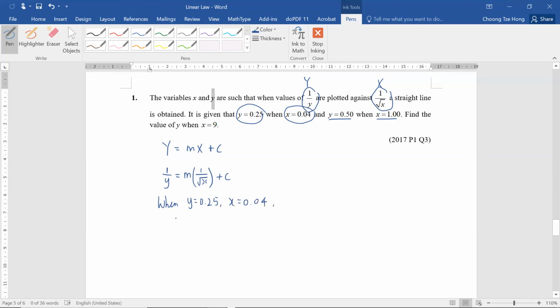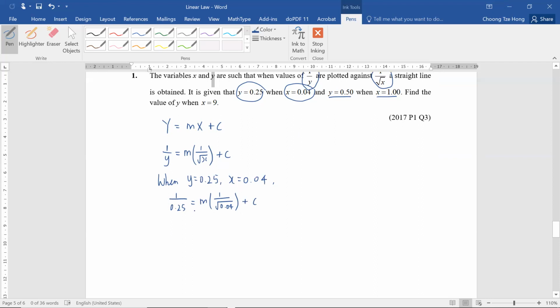So let's tidy up a bit. 1 over 0.25 is 4. 1 over square root 0.04 will give you 5, so this will be 5m. m times 5 is the same as 5m plus c. So let's call this equation 1. There are two unknowns, that's why they need to give us two sets of info to form two equations.